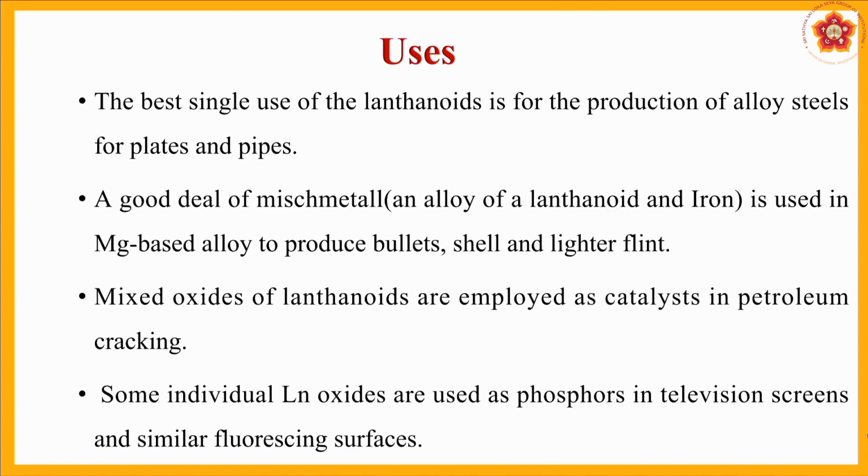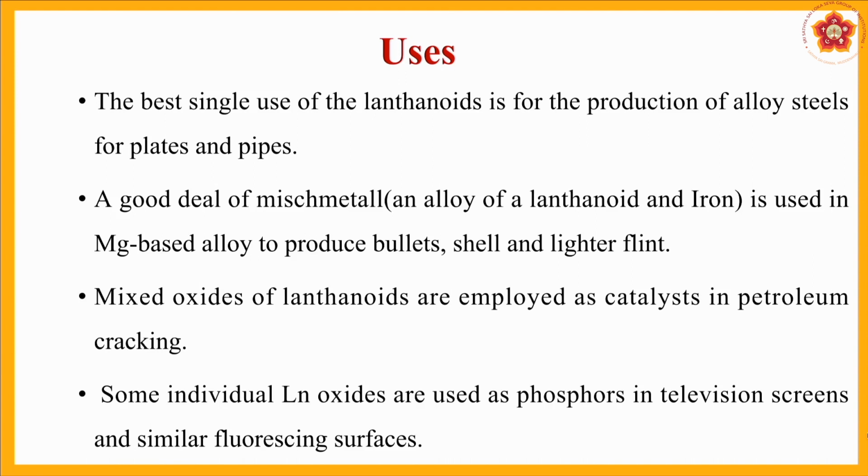Therefore these are used. Mish metal is a combination of around 95% lanthanide and 5% iron, and along with that certain other metals are also added, where you can make items like bullets, shells and other parts. Similarly, these lanthanides are used as catalysts in various petroleum processes. In petroleum processes, remember that there is a large segment of possibilities available like diesel, natural gas, petrol and other systems. So these can act as catalysts for purification of those compounds.